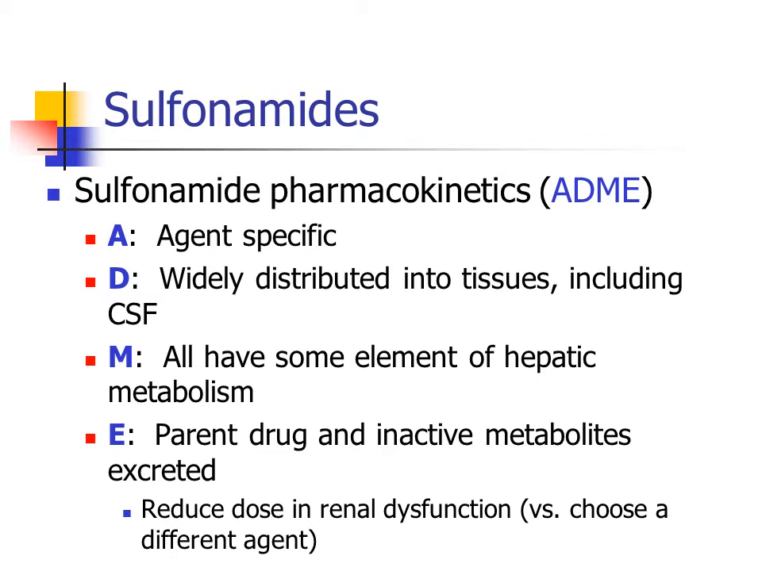I have here dose reduce versus choose a different agent. These agents can result in some nephrotoxicity. Typically, my recommendation would be if you have a patient with mild renal insufficiency, dose adjust and give them their short course of a sulfonamide to treat their urinary tract infection, etc. If you have somebody who is more severely compromised but not yet on dialysis, it may be prudent, if you're going to need to use an agent, to use a different agent.